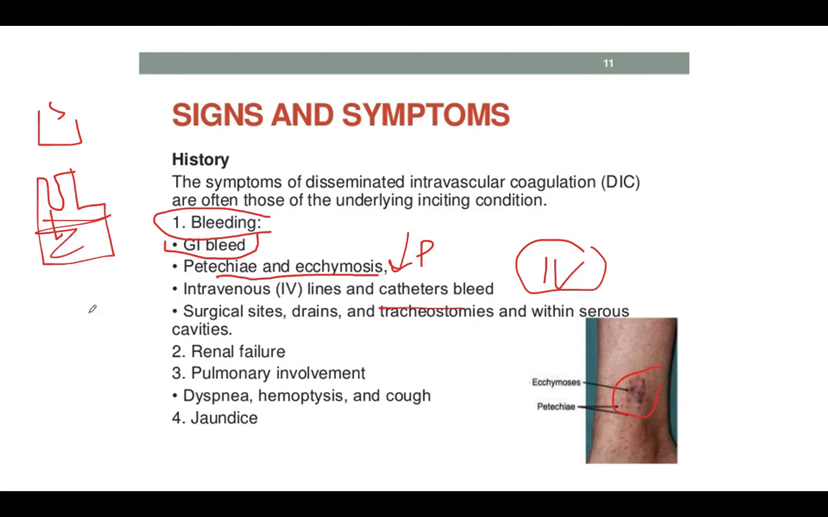Of course, because this DIC will lead to ischemia, right? It's like some area here, if you have, for example, the kidney, you have the brain, you have any area, there will be ischemia. Okay, why?